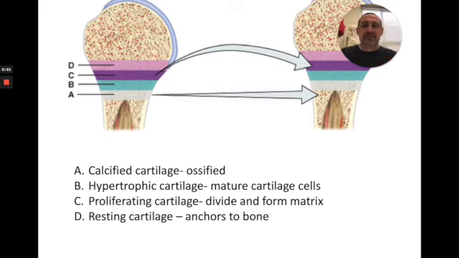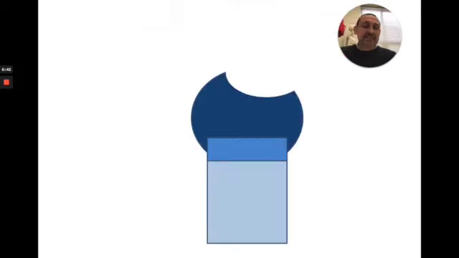So here you can see some of those layers. Layer A is calcified cartilage. That means it's ossified. It was more cartilage, now it's bone. B is hypertrophic cartilage. These are mature cartilage cells here. C is proliferating. That means it's dividing. There's getting to be more of it. And then D is the resting cartilage. It's going to anchor the bone. And that's kind of how it grows.